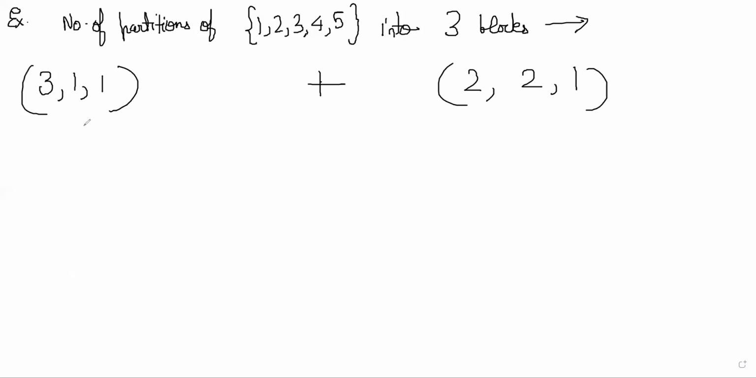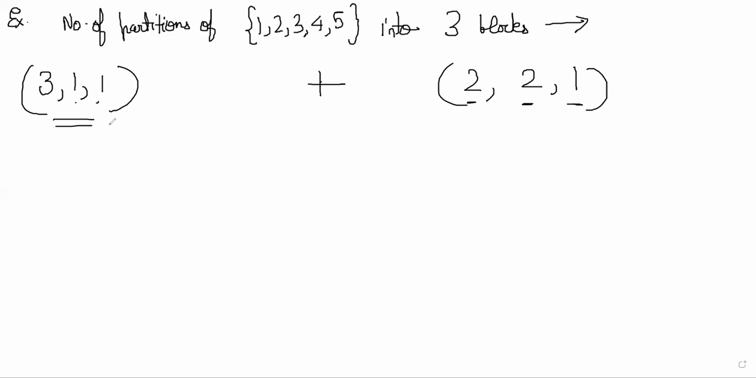So you could have one set with 3, one set with 1, one set with 1. You could have 2 sets with 2 and one set with 1, right? So these are 2 different ways. You cannot do any other way, because if you put 4, for example, then some sets will have 0, right? And if you do 1, 1, then you will have 3, which is the same thing. So there's no other possibility, right?